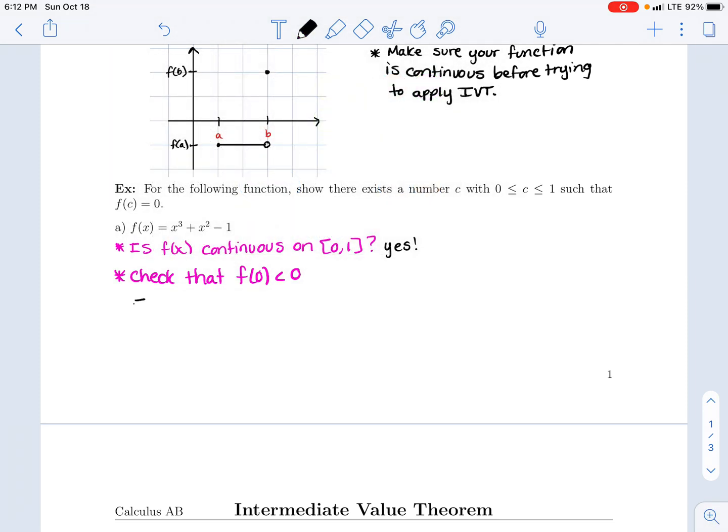Okay, so we have that f of 0 is equal to 0 cubed plus 0 squared minus 1, which is equal to negative 1, which is less than 0. Okay, so that requirement's met.